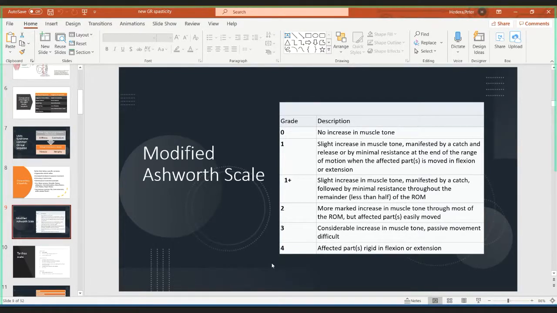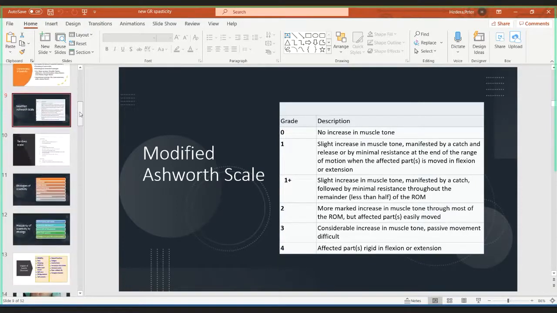And again, this is relatively what I would call the gold standard at this point. Many times it's actually important for documentation of the improvement from the treatment. That's the reason to be more aware of this grading scale or assessment of muscle spasticity.